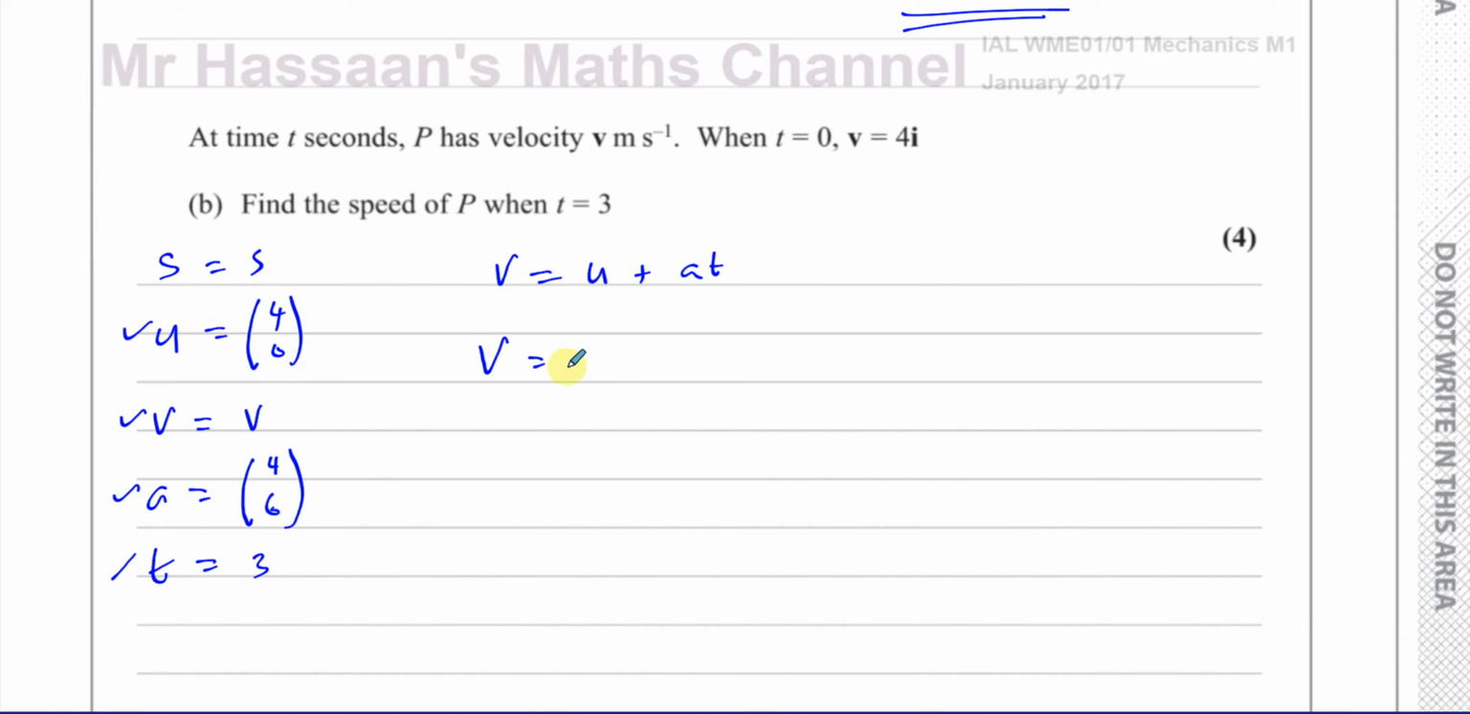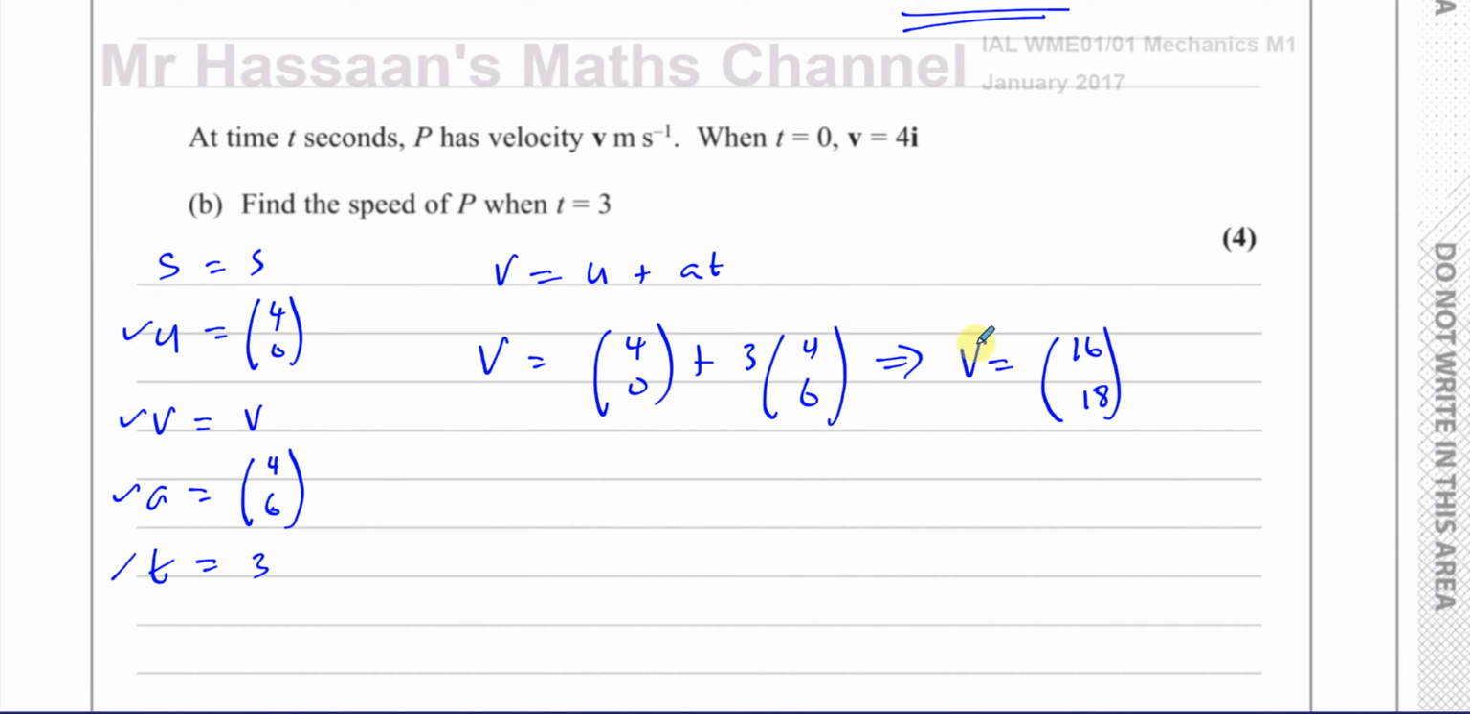So what we're looking for, v, is equal to u, which is (4, 0), plus the acceleration, which is (4, 6), times 3. So it's 3 times (4, 6). So that gives us v equals, that's 4 plus 12, which is 16, and 0 plus 18. So that's (16, 18). So that's the velocity.